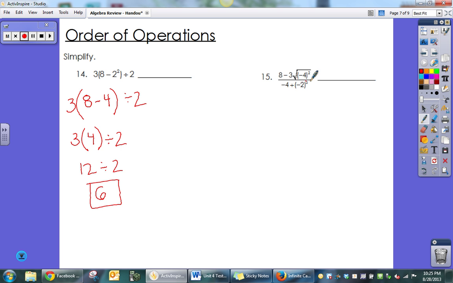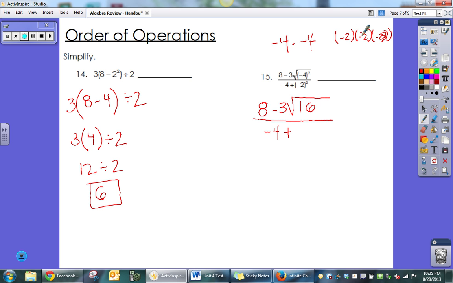Order of operations over here. Square roots you can treat as grouping symbols, so you need to take care of what's inside of them, or underneath them, first. Negative 4 squared, that's negative 4 times negative 4, which is positive 16. And then underneath, I'm going to go ahead and multiply. I've got negative 2 times negative 2 times negative 2 because it's cubed. So negative 2 times negative 2 is positive 4. Positive 4 times negative 2 is negative 8.